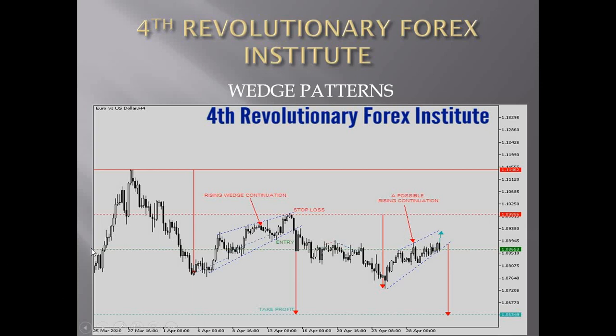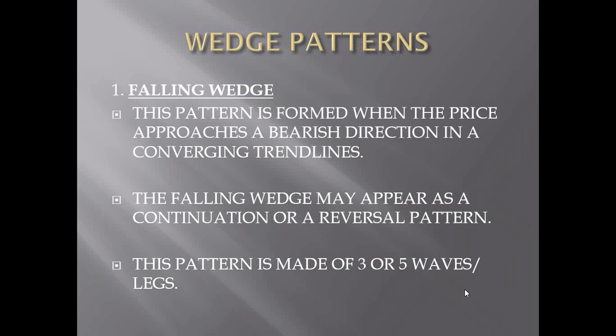As you can see here, we have the market going down, and then the market formed a wedge pattern, then went down, and then the market was forming another wedge pattern, and I was also expecting the market to go down again. So there are two types of wedge patterns. The first one is the rising wedge, and the second one is the falling wedge. I'm going to teach you how to trade the two. Let's start with the falling wedge.